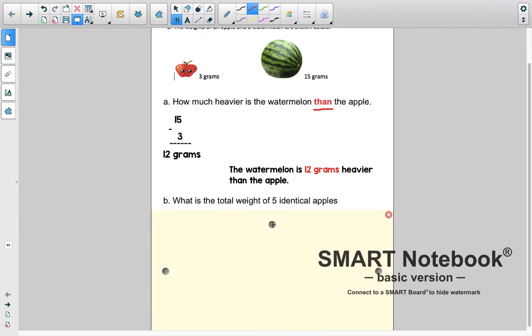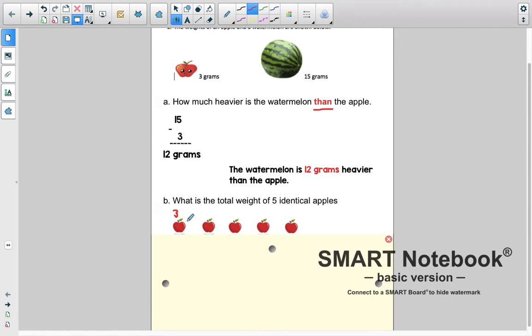All right, it says B, what is the total weight of 5 identical apples? So remember, identical means the same exact. So how much is 1 apple? So we see that 1 apple is 3. So what I did right here is I made 5 apples. 1, 2, 3, 4, 5. Each apple is 3.